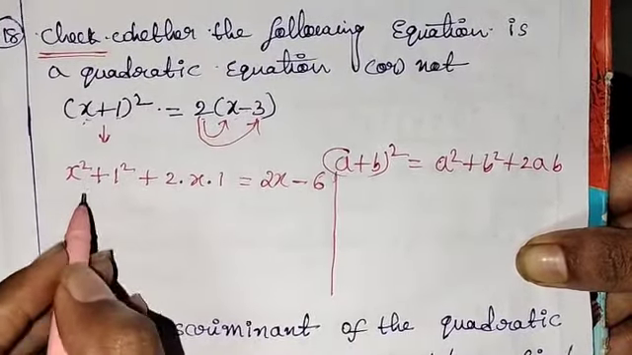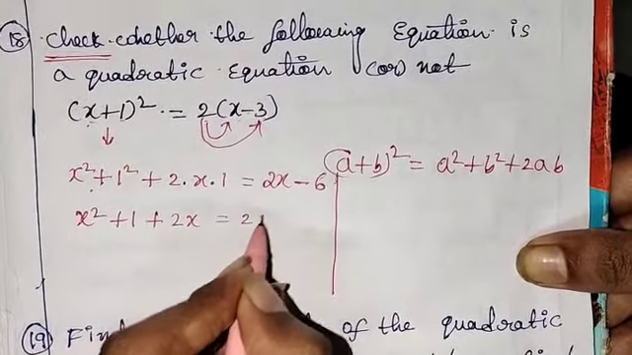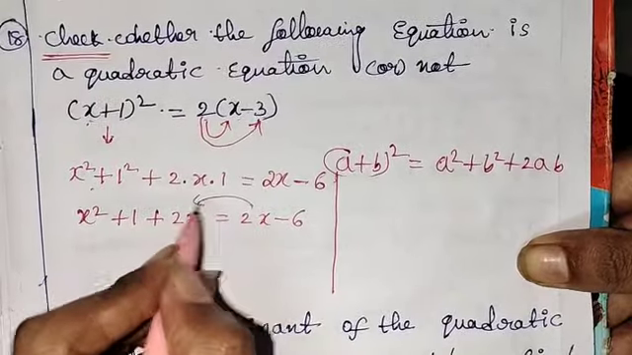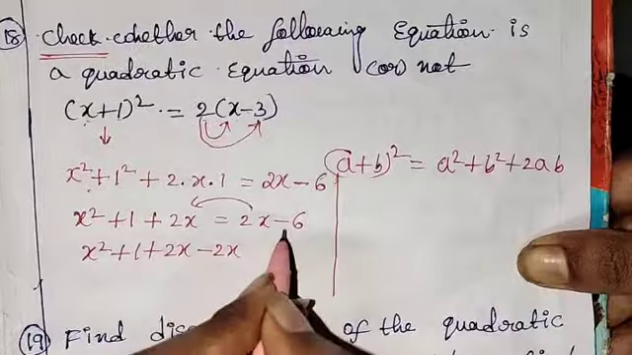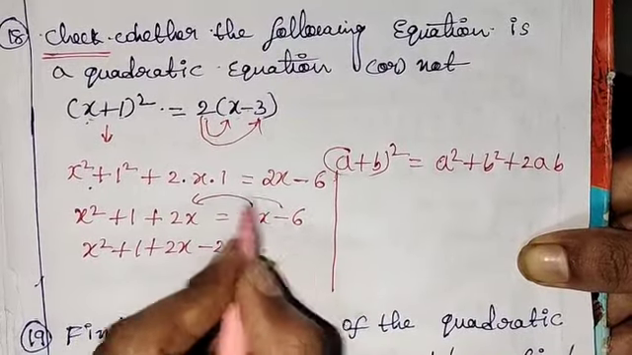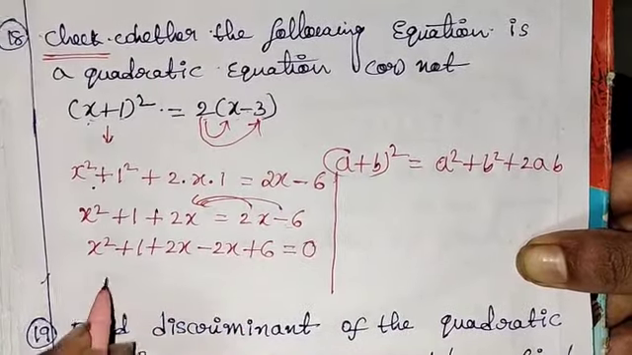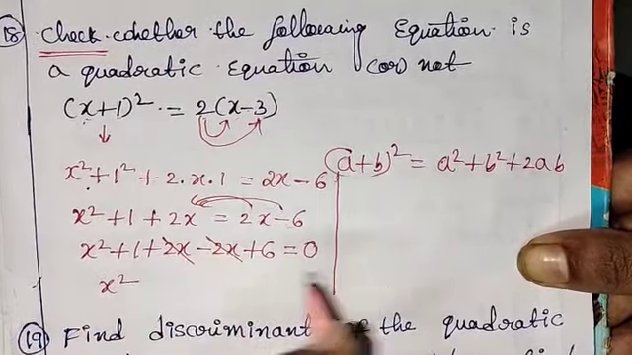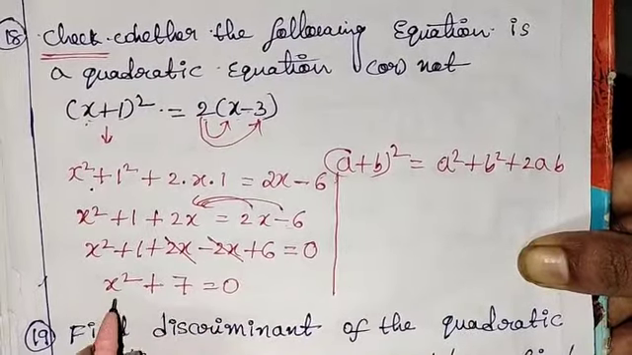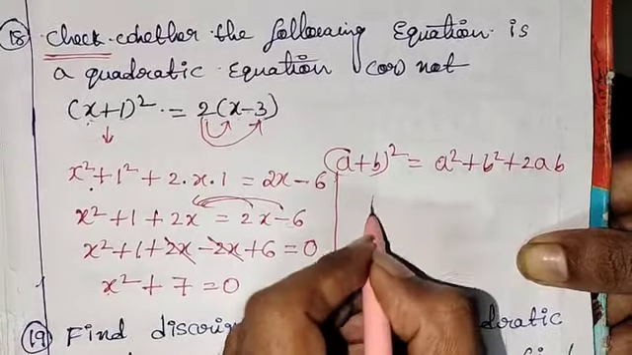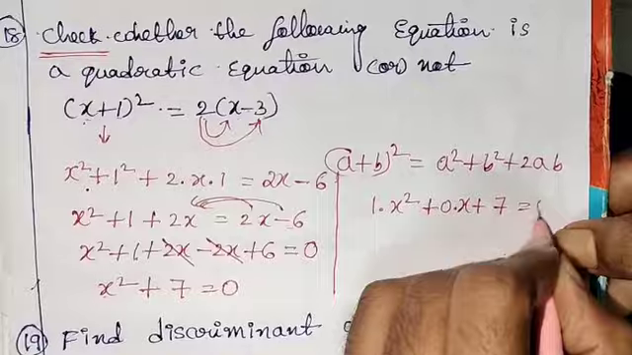Okay. Now simplify further: x square plus 1 square is 1, plus 2 into x into 1 is 2x, is equal to 2x minus 6. Now transpose 2x: x square plus 1 plus 2x becomes minus 2x. Now transpose minus 6, negative 6 becomes plus 6 is equal to 0. Okay. Now x square plus 2x minus 2x get cancelled, plus 1 plus 6 is 7 is equal to 0. Now x square plus 7 is equal to 0 can be written as 1 into x square plus 0 into x plus 7 is equal to 0.